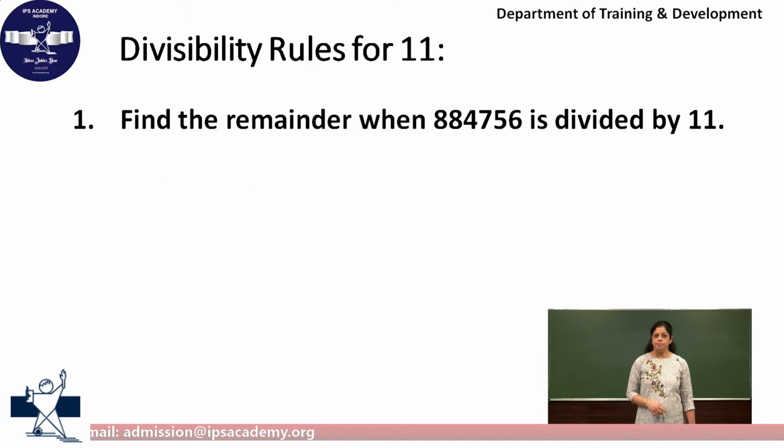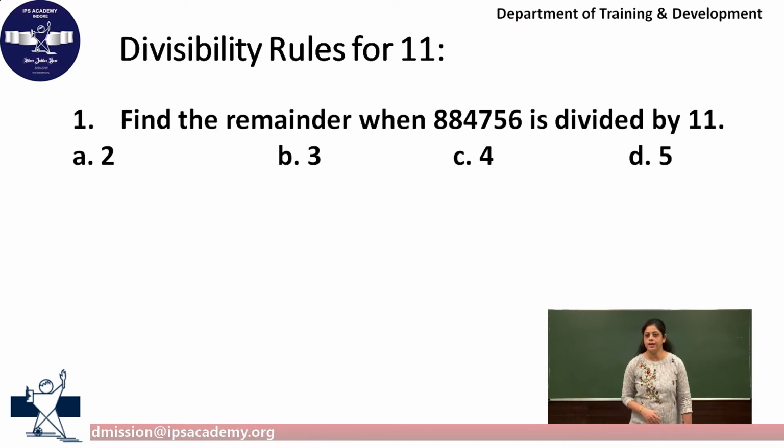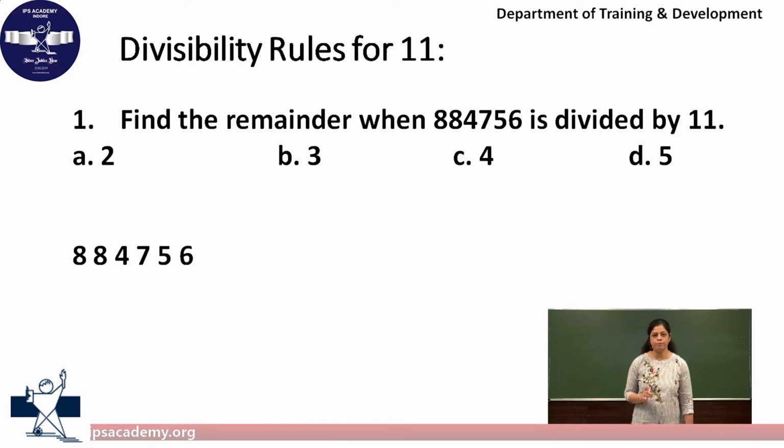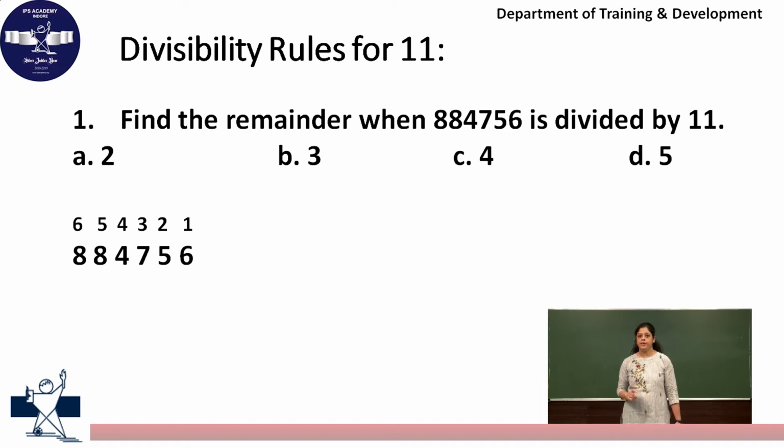We number the digits as odd and even places. Now our number is 884756. So starting from the unit digit, you number them as 1, 2, 3, 4, 5, 6, right? Now you see the odd places, odd places कौन से है: 1, 3, 5, even places हैं 2, 4, 6.